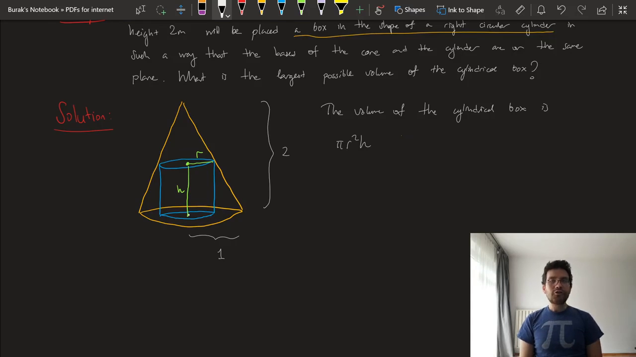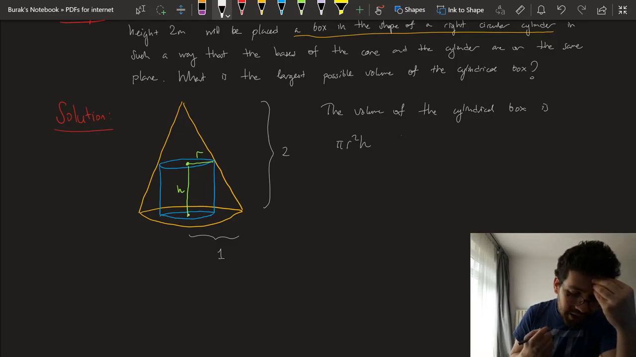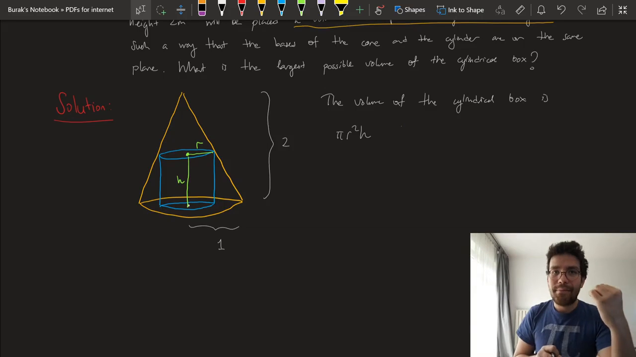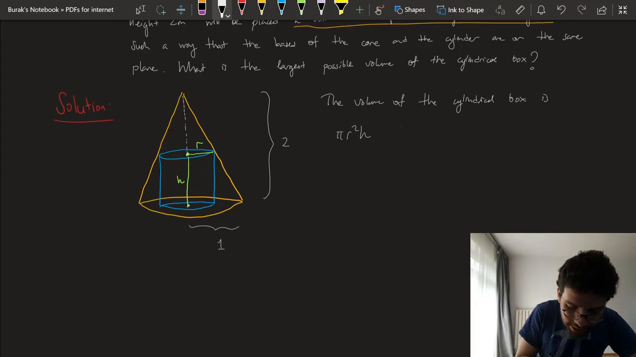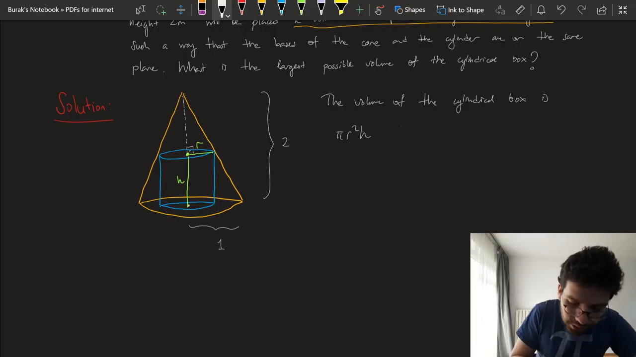So I'm not going to try to maximize this function of two variables. I'm going to try to reduce the question to a question of optimizing a function of a single variable. In this picture, r and h seem as if they are independent, but they are really not that independent because the centers of these are aligned. By similarity of triangles, you can get that.